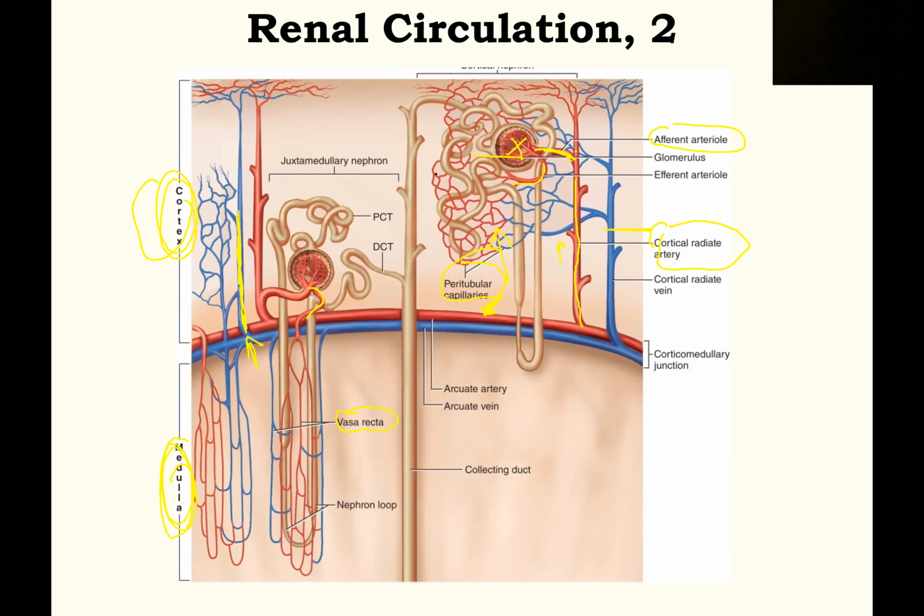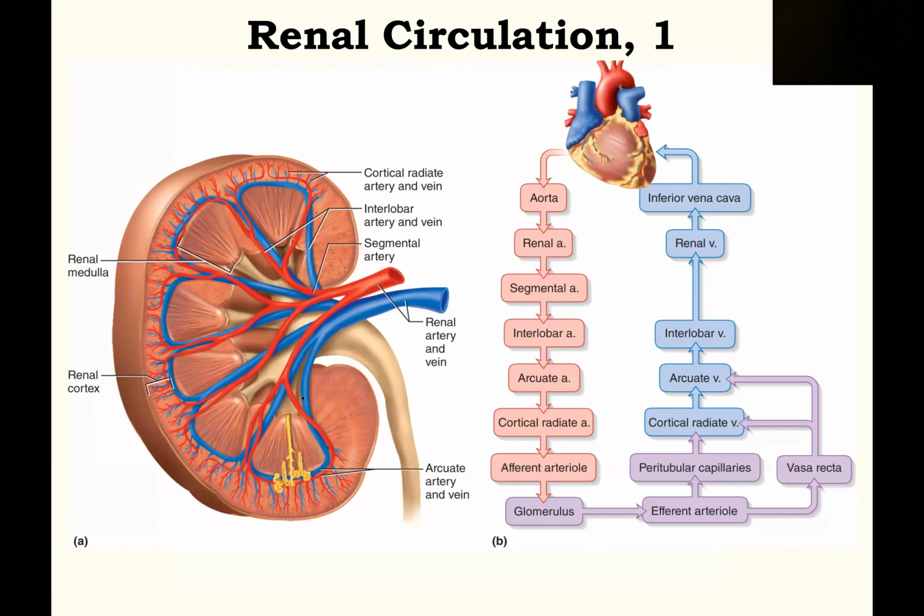They empty into the cortical radiate vein, which goes into the arcuate vein. The arcuate vein goes into the interlobar vein, which converges and dumps into the renal vein. And that's going to empty into the inferior vena cava. So that is the circulation of blood through the kidney.